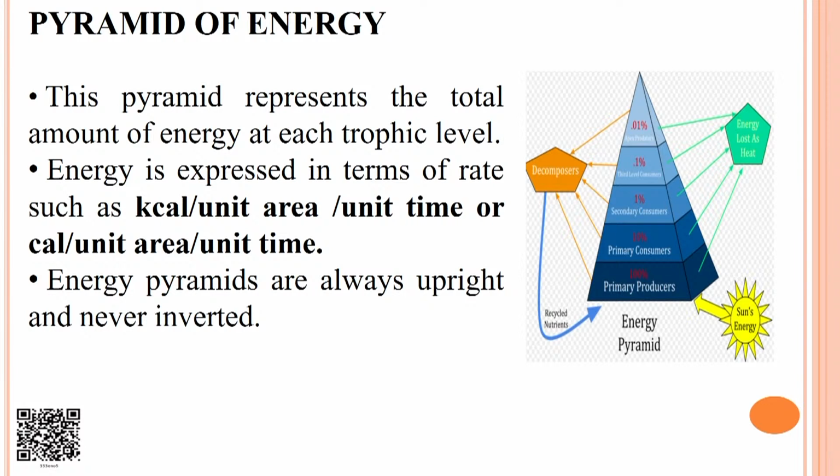Next pyramid is the pyramid of energy. This represents the total amount of energy at each trophic level. Energy is expressed in terms of rate, such as kilocalories per unit area per unit time, or calories per unit area per unit time. Energy pyramids are always upright and never inverted because of the 10% rule.